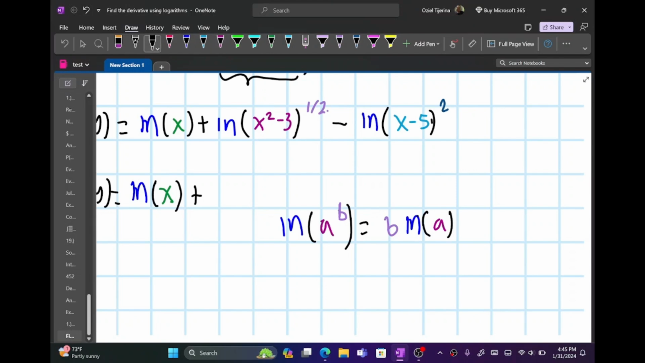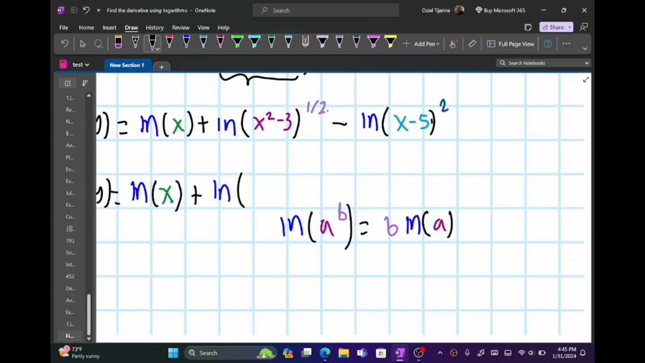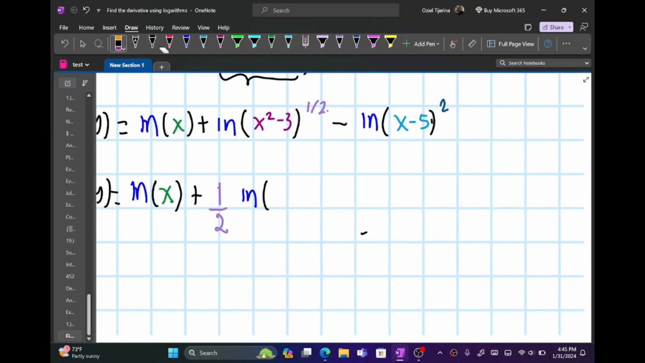So just know that when we do it this way, we write it this way, so we have ln of, and it's really going to be 1/2 ln of x squared minus 3, or 1/2 natural log of x squared minus 3. So just putting it this way. And by the way, that's the power property, guys, if y'all don't know what it is. What I wrote there, ln of a to the b is b ln of a, that's the power property.